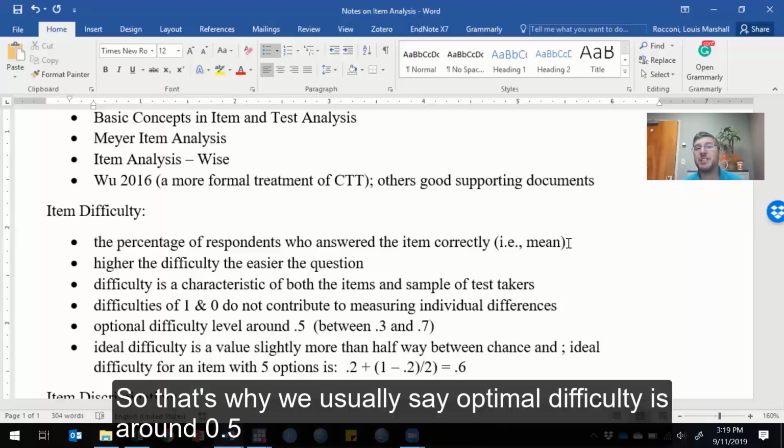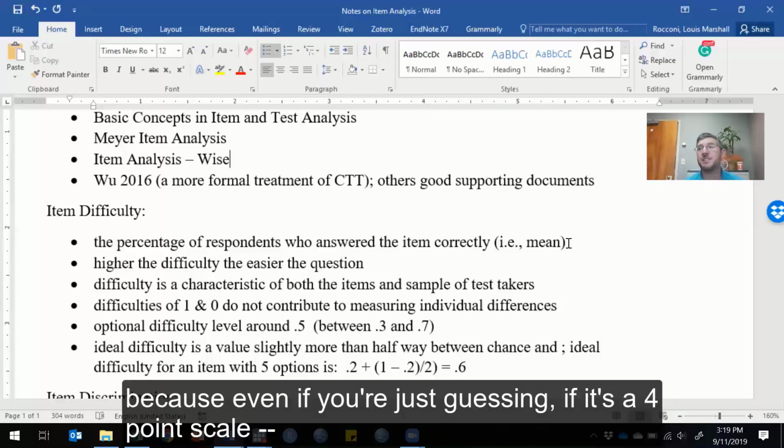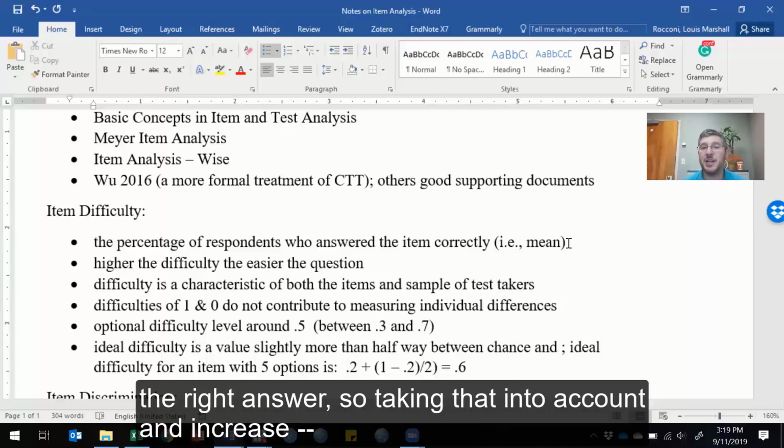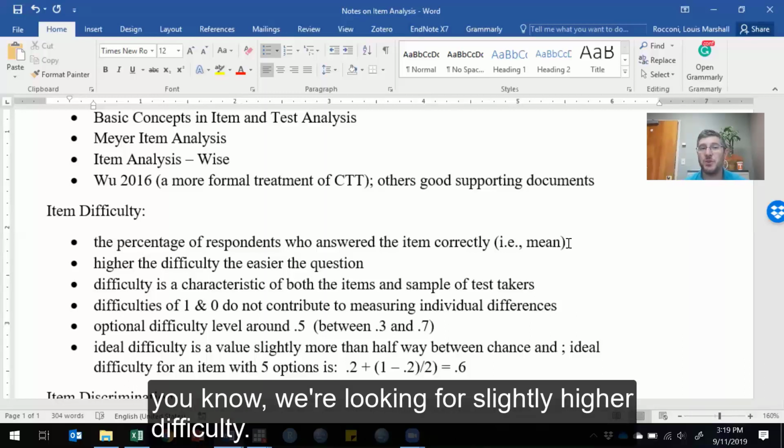So that's why we usually say the optimal difficulty is around 0.5, because even if you're just guessing, with a 4-point scale or four item response, you'd have a 25% chance of guessing the right answer. Taking that into account, we're looking for items with slightly higher difficulty.